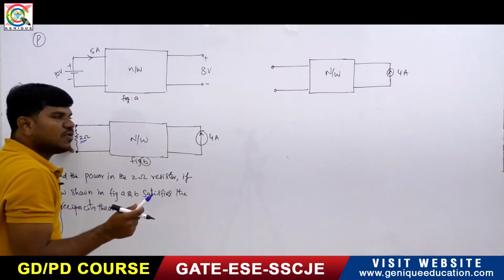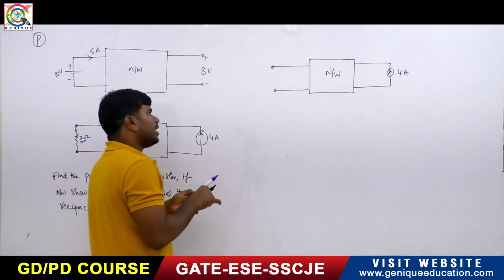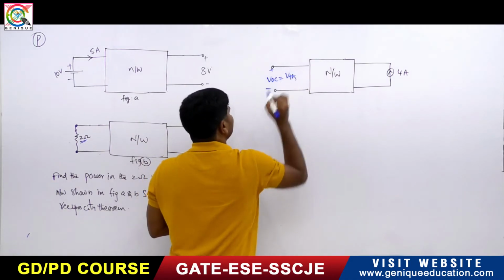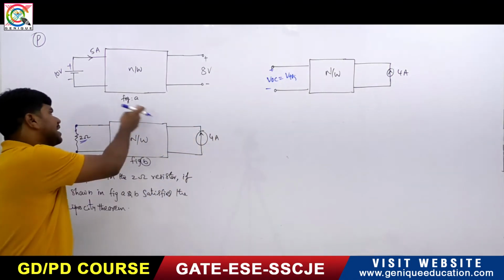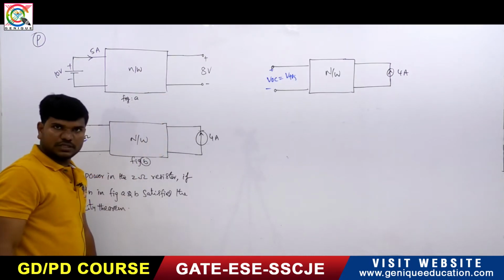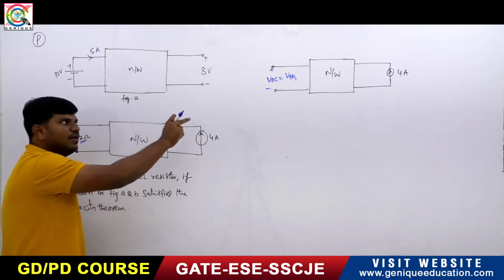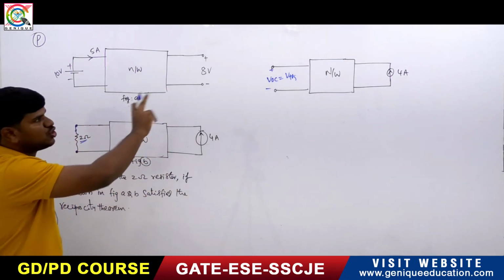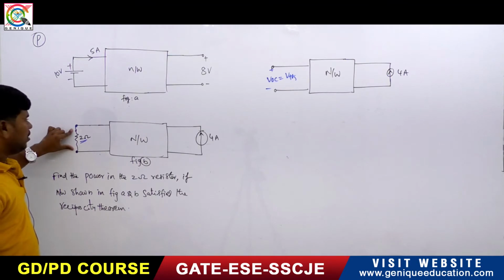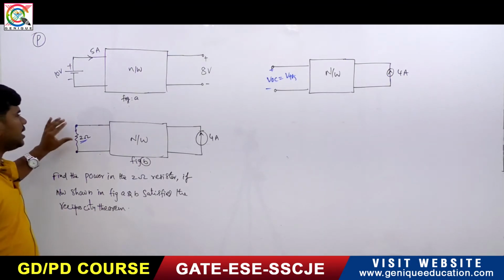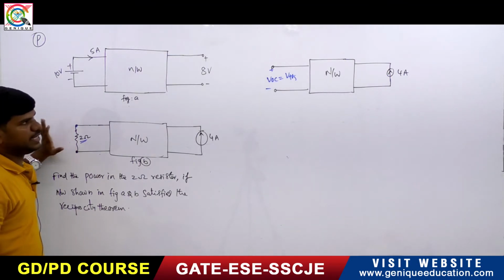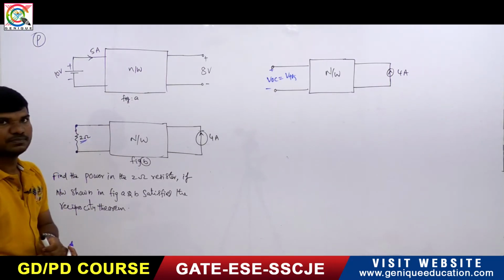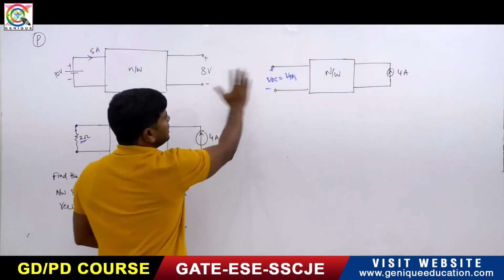VTH means the open circuit voltage. I have to find the open circuit voltage. VOC is equal to VTH, so that I can replace this entire network with one Thevenin voltage in series with a resistance. To simplify like that, I am removing this 2 ohm resistor and assuming one VOC or VTH here. I have to find this VOC or VTH by using the reciprocity theorem. So now use the reciprocity theorem.